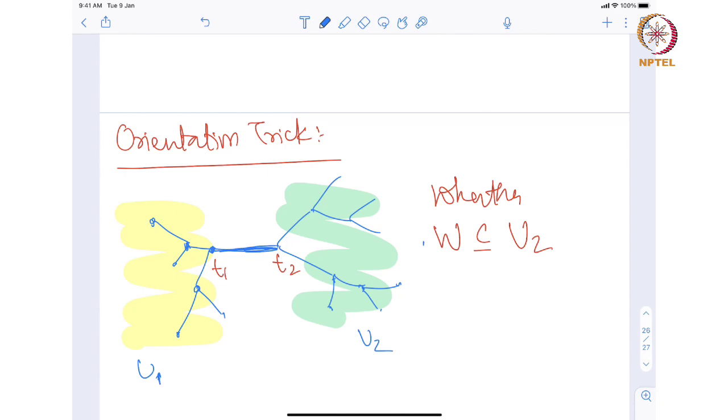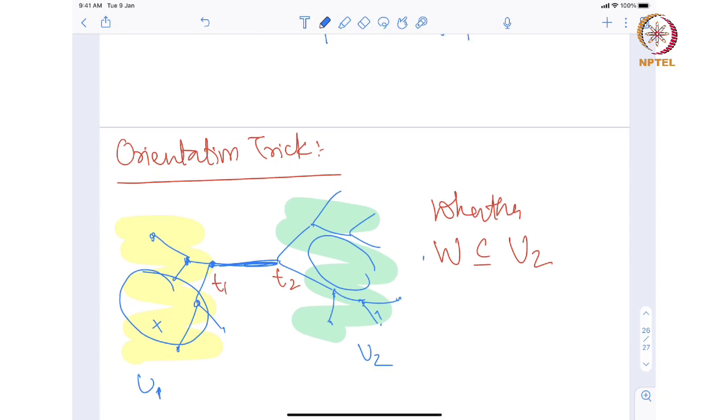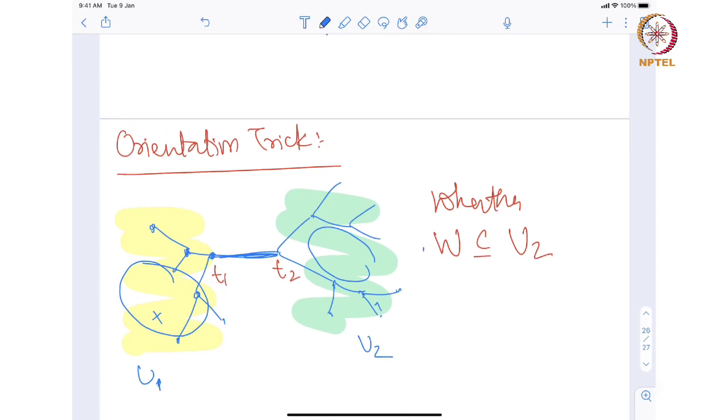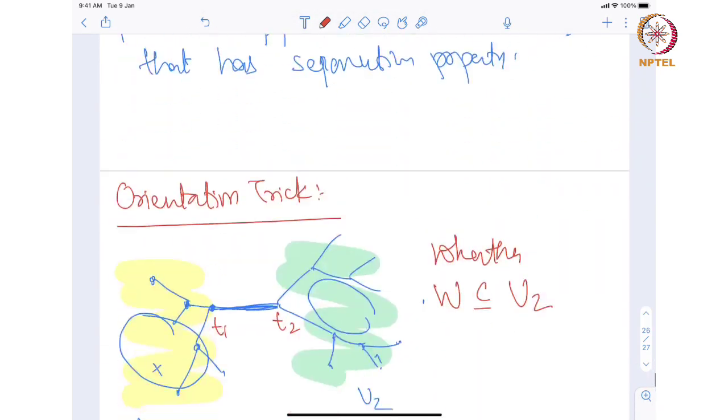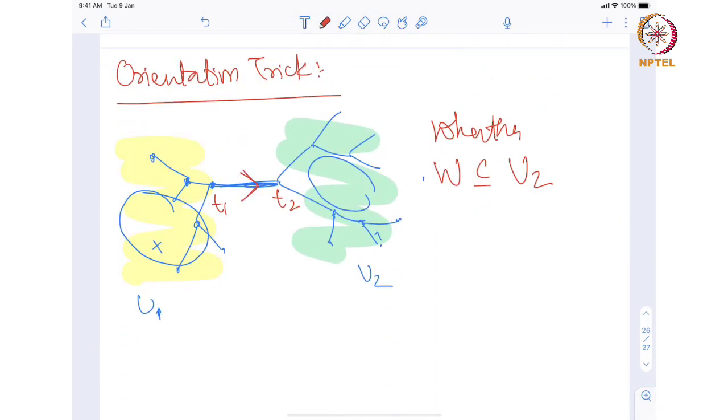So what is the property? Look at any edge: W is either entirely contained inside here, or W is entirely contained inside this. It is not possible that there is some vertex of W here and some vertex of W here, and these two guys do not occur here. This cannot happen. So whether W is a subset of U2, if W is a subset of U2, you take this edge and you orient it towards T2. Orient the edge T1, T2 to T1 directed to T2.